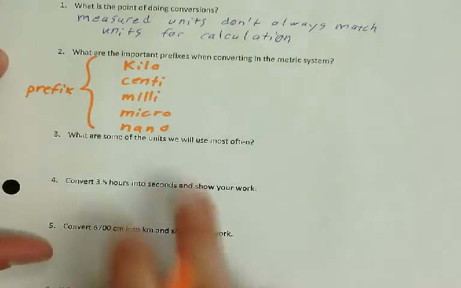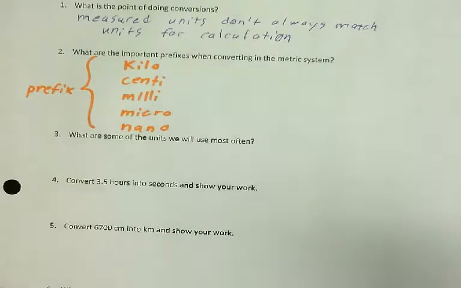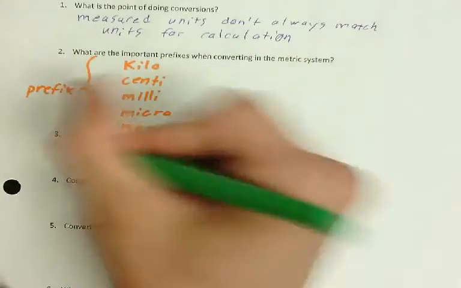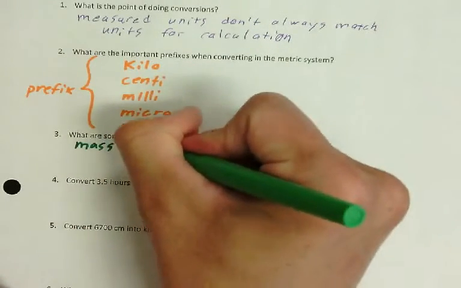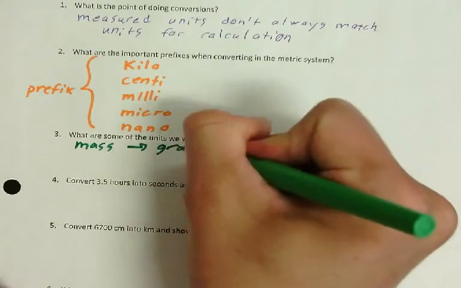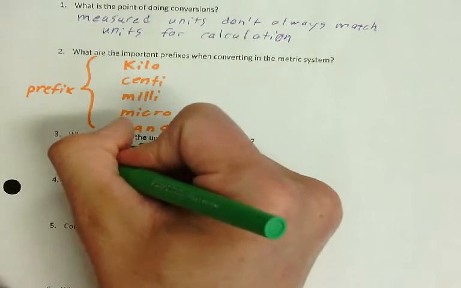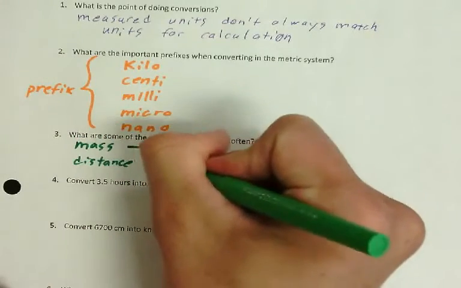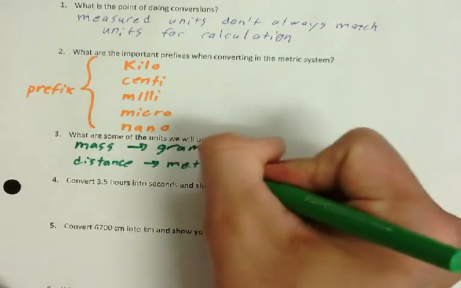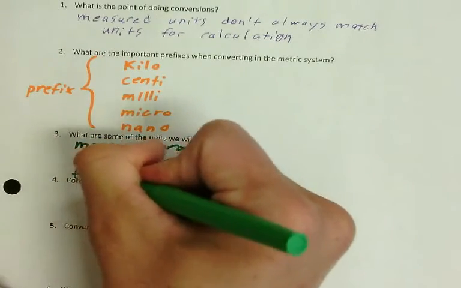So frequently I'll talk about prefixes. These are the ones I'm talking about. Okay, moving right along. What are some of the units that we're going to be using most often? The ones we're going to use most often are mass, which is measured in grams, distance, which is measured in meters, and time, which is measured in seconds.